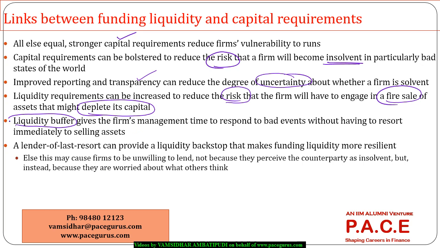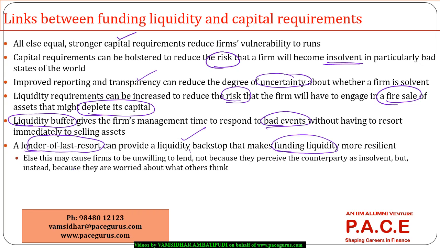And if the firm is having a liquidity buffer, even if a bad event is coming up, the management can really think, they can take their own time to respond to this bad event. They really don't need to get into the process of fire selling at a much lower than the market price. And at the same time, the central bank that is acting as a lender of last resort, even that can provide a kind of liquidity backstop. Even in those cases, the funding liquidity becomes very, very resilient.